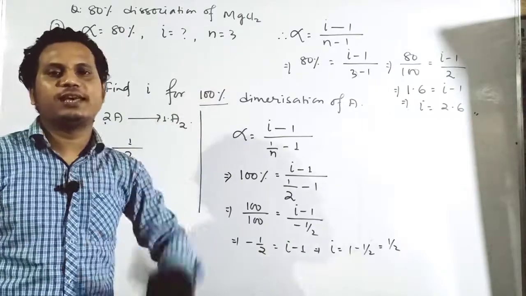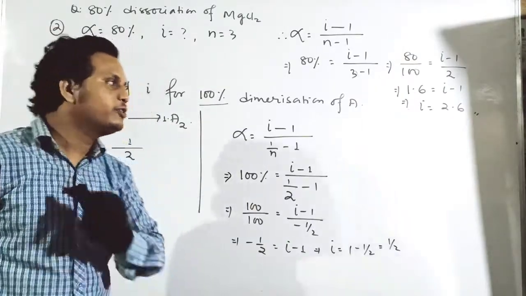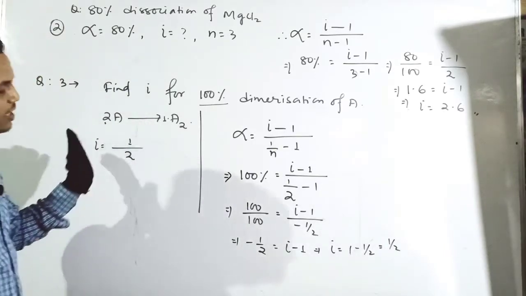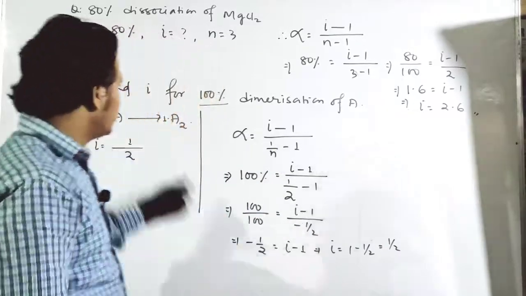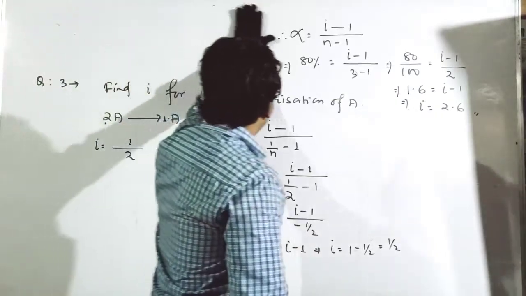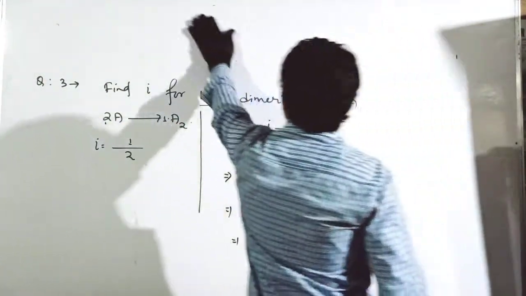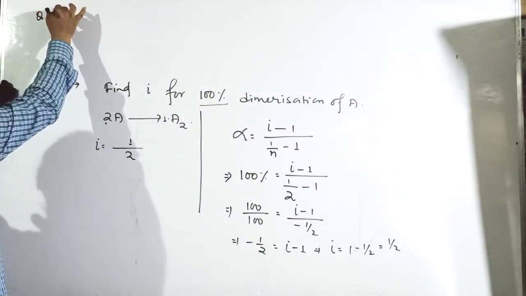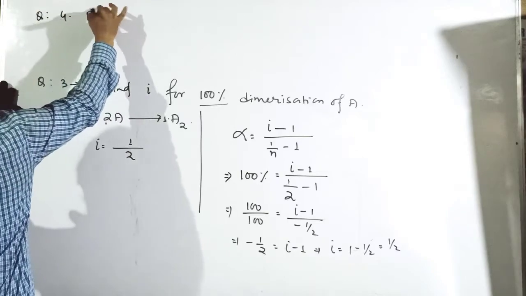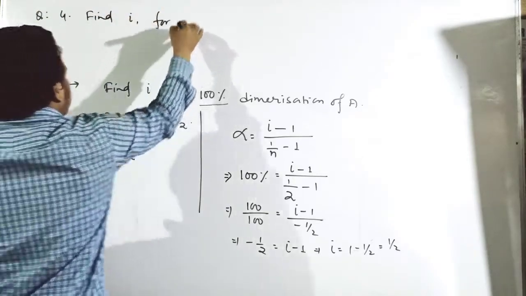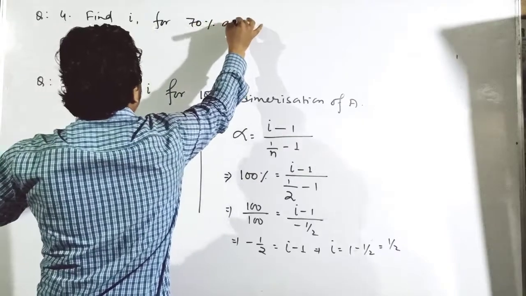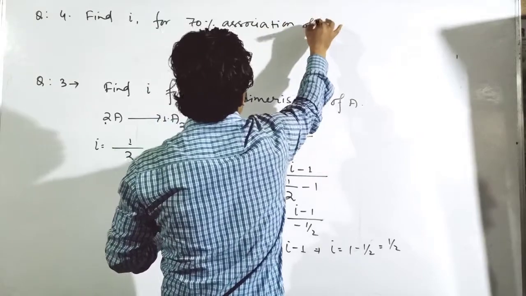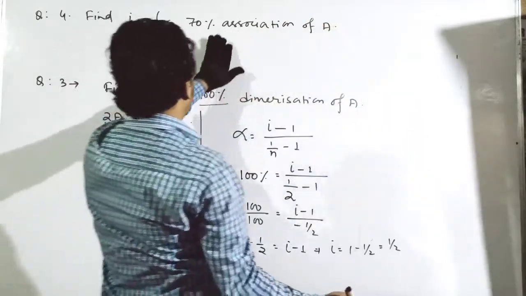100% dimerization. If it is not 100% dimerization, then we can't determine directly. Then we have to apply the formula. So let us discuss one more question for this association part. The question we have taken: find I for, suppose, 70% association of A, or dimerization of A.